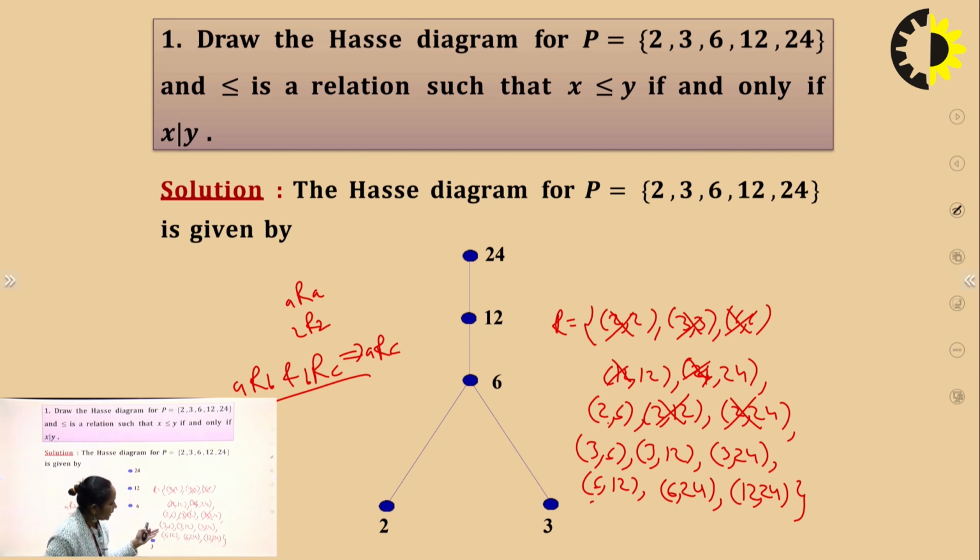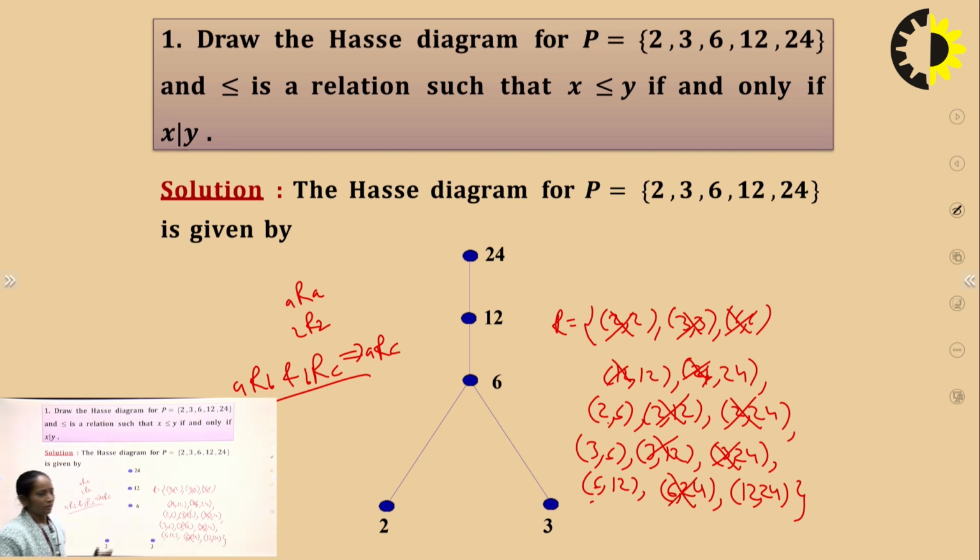Next, 3, 6, then 6, 12. Then we have to remove 3, 12. Again 3, 6, 6, 24, then 3, 24. Next is 6, 12, 12, 24. 3 to 6, anything else? 3 to 6, 6 to 12, then 3 to 12. Remove. Then 3 to 6, 6 to 24, 3 to 24. Removed. 6 to 12, 12 to 24. Then what can we remove? That is 6 to 24.